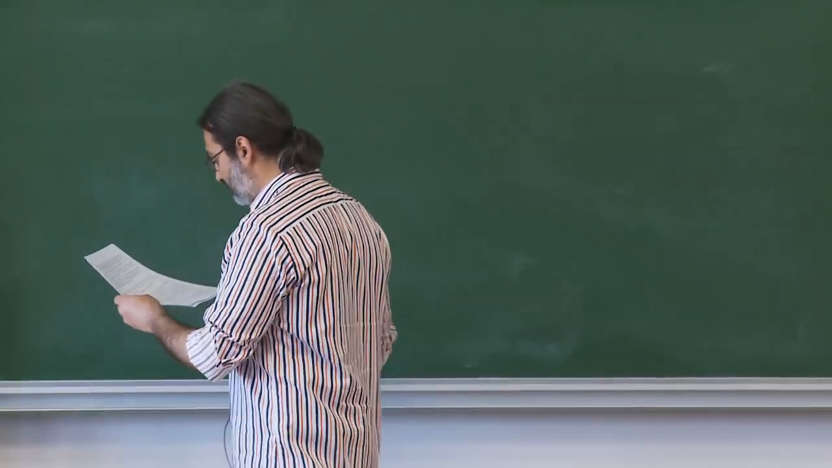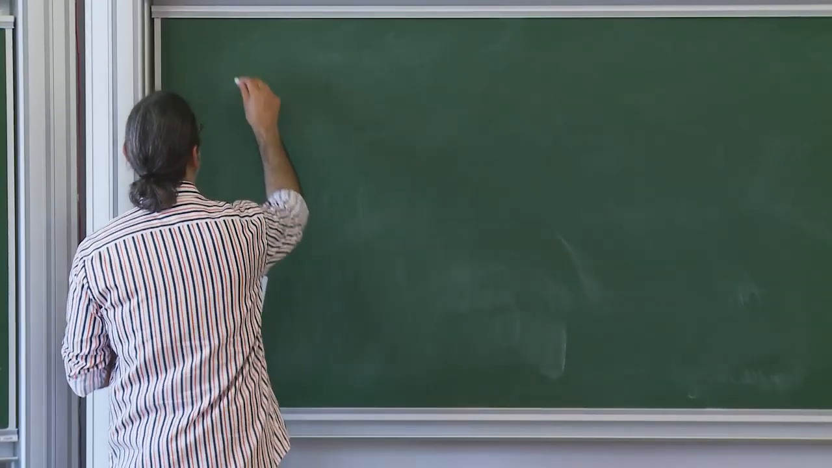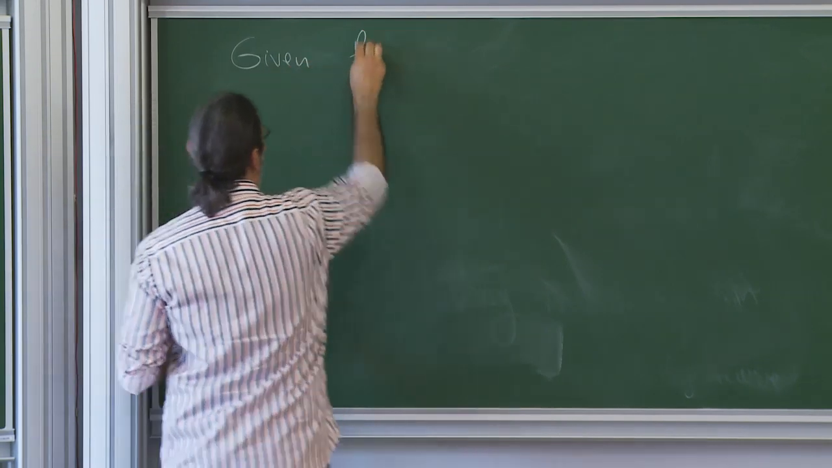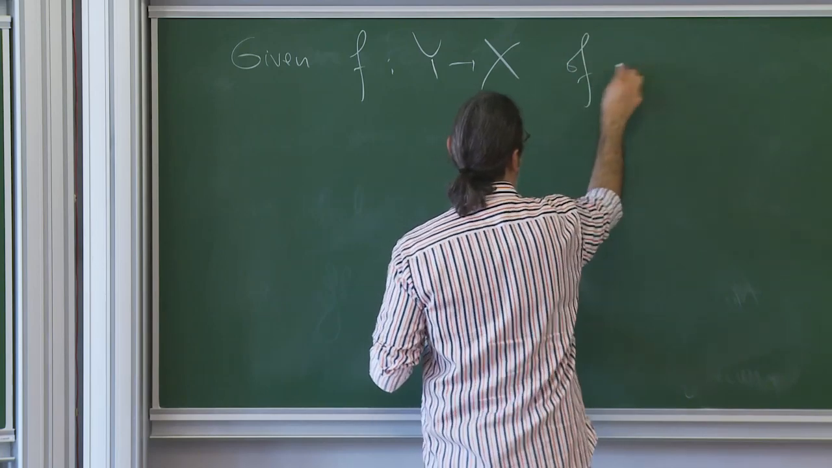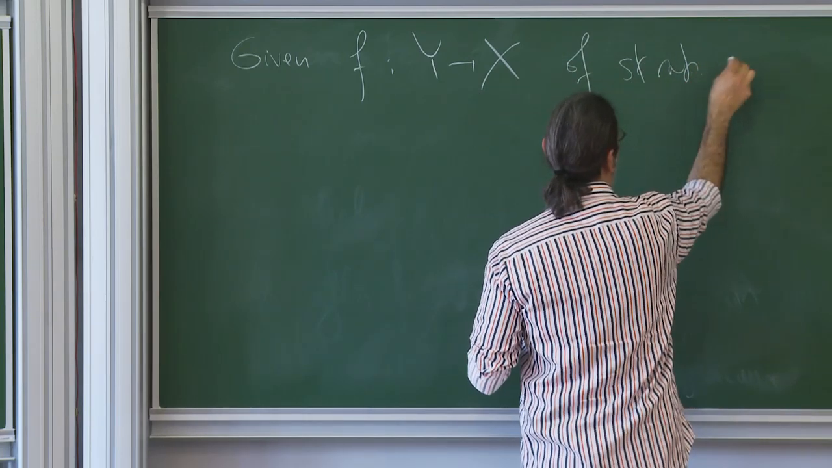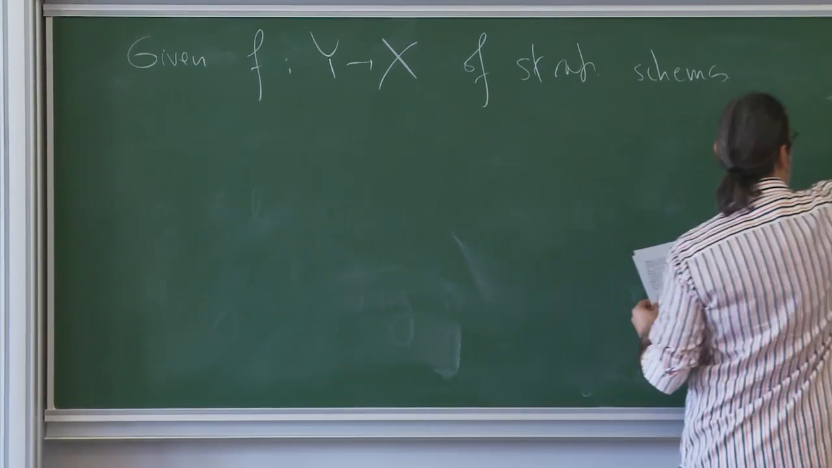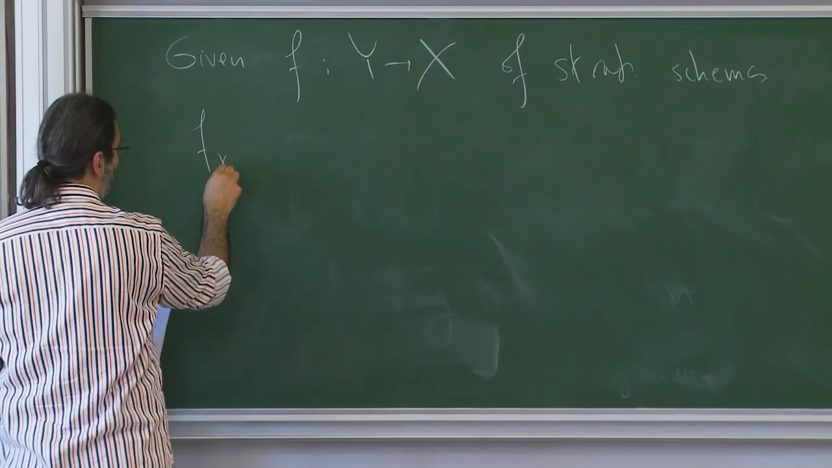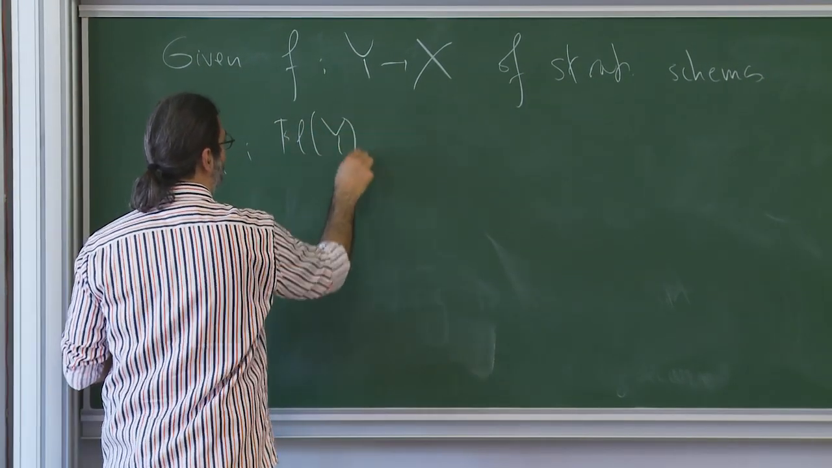There is also one other thing I want to say. If I'm given a morphism of stratified schemes f from X to Y, then there is a functor f lower star that goes from flags on Y to flags on X.